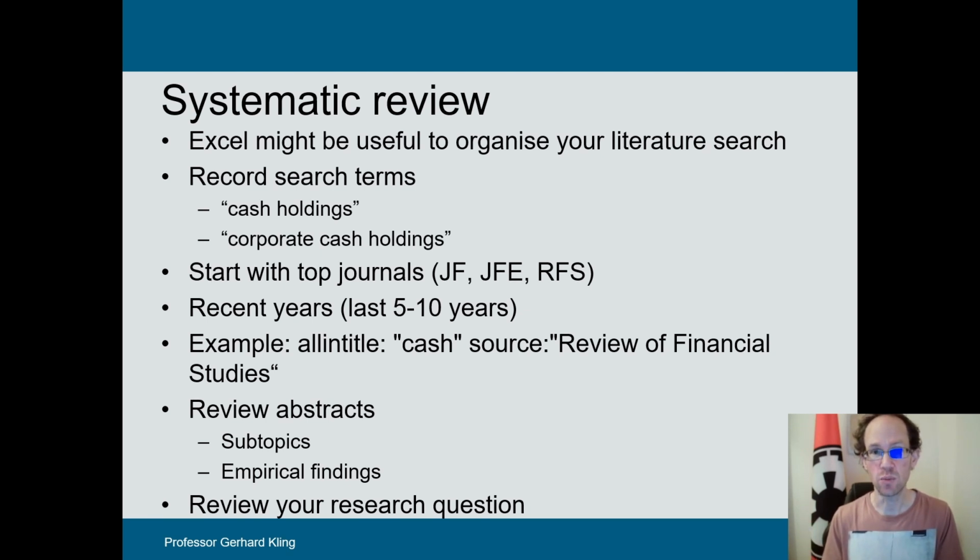I start with identifying search terms. So for instance, if you're interested in corporate cash holdings, you might start noting a few search terms that you use in Google Scholar, like cash holdings, corporate cash holdings, and so on. Then I would start with the top academic journals in your field. So when we talk about finance, it's the Journal of Finance, Journal of Financial Economics, and Review of Financial Studies. And I focus on the last maybe 5 to 10 years.